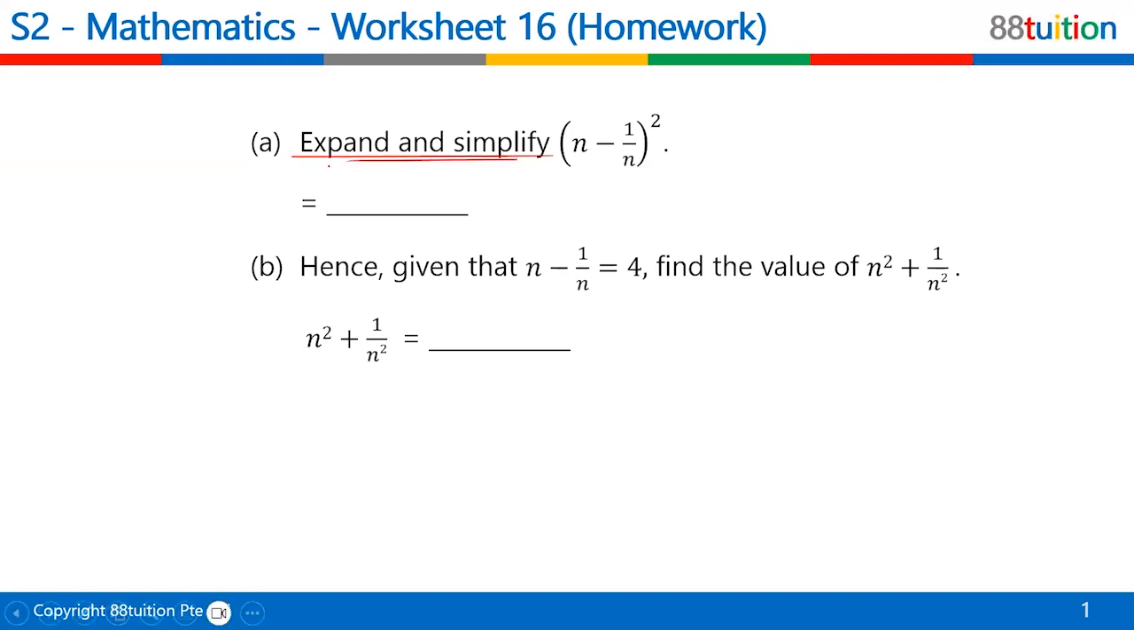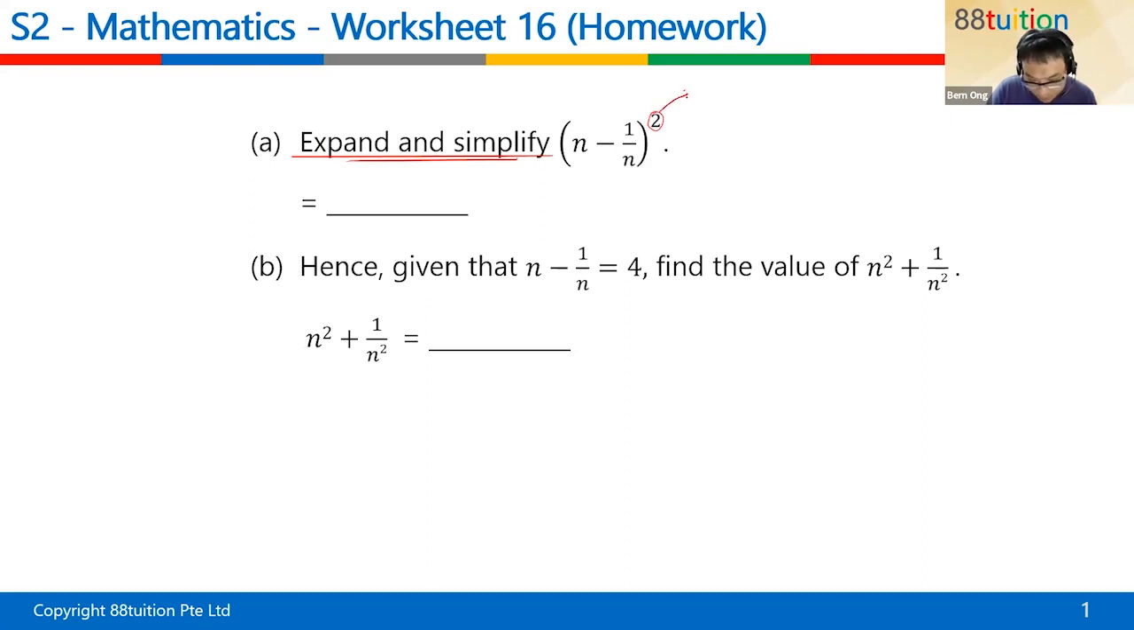All right, so the question asks you to expand and to simplify. So children, what does the square mean? To me, the square means a duplicate. Duplicate means what? It's like twins, right? They look the same. So n minus 1 over n, you have to write another n minus 1 over n. Isn't this twins? It's a duplicate, they look exactly like each other.